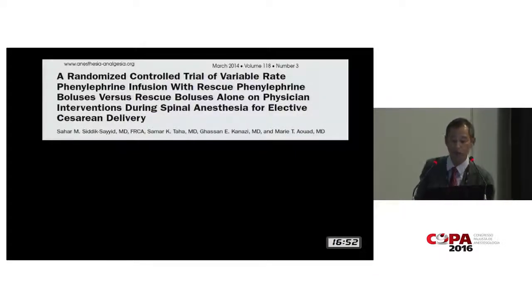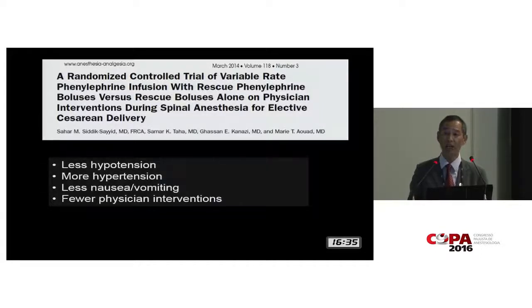As an example, this was an interesting study that was published from a group from Beirut in Lebanon in Anesthesia & Analgesia, where they compared a variable rate phenylephrine infusion with rescue phenylephrine boluses, published in 2014. And they found that using an infusion, there was less hypotension, although at the expense of a slightly increased incidence of hypertension. But there was less nausea and vomiting when an infusion was used, and importantly, fewer physician interventions, so less work. So there is some evidence that infusions are at least a convenient method to use.